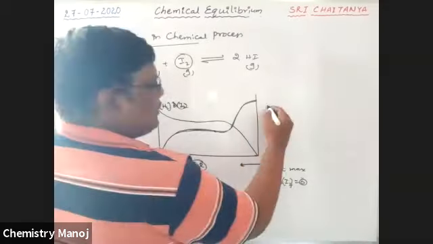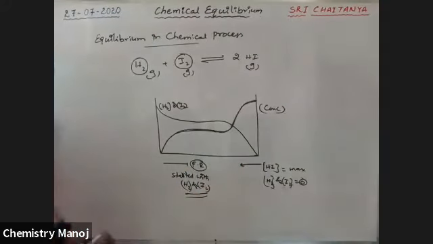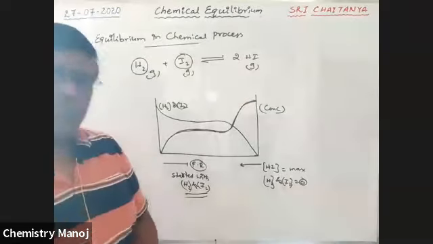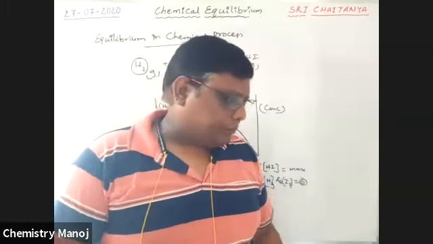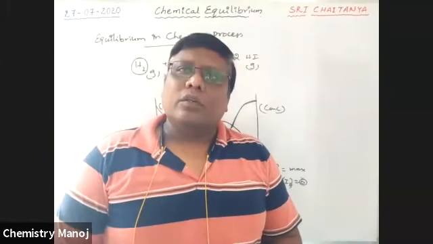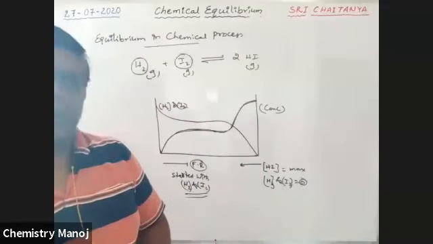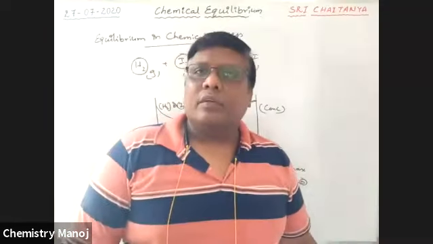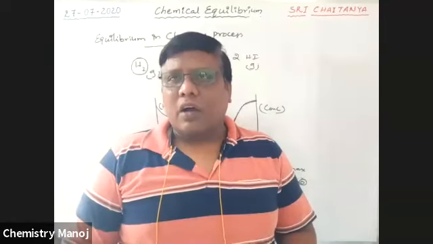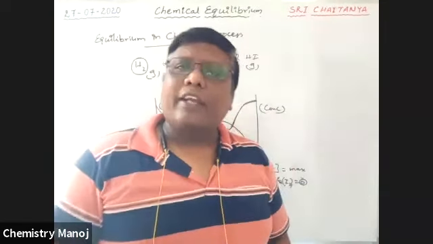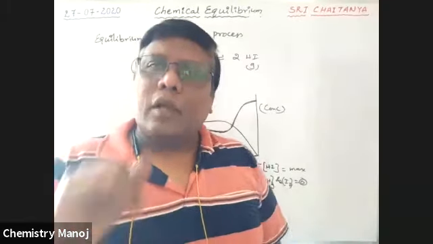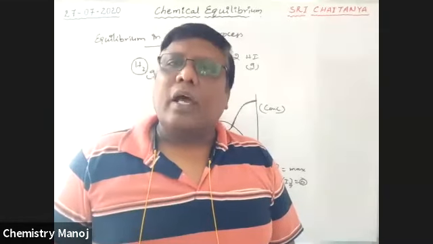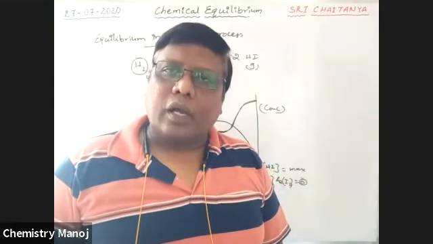This is the concentration axis, and these are the reactants. It is very, very important. So this is chemical equilibrium. Now, what are the characteristics of equilibrium and equilibrium constants? What are the equilibrium laws? Now our topic is the law of chemical equilibrium.